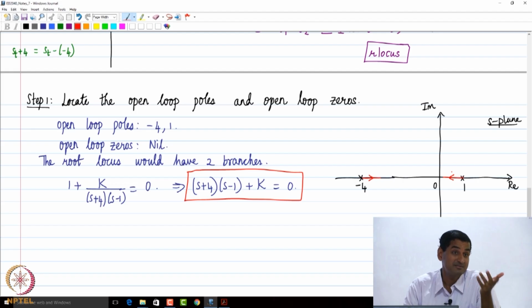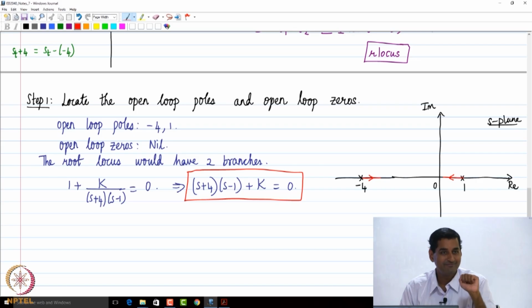So I'm asking you a question: does it matter? We need to think it through. Does the order matter? They're just two solutions. If you think about it, even the open loop poles, you can write them as -4 and 1 or 1 and -4. Do you think the order matters in this case? Let's think about it, and if it matters, let's discuss why.